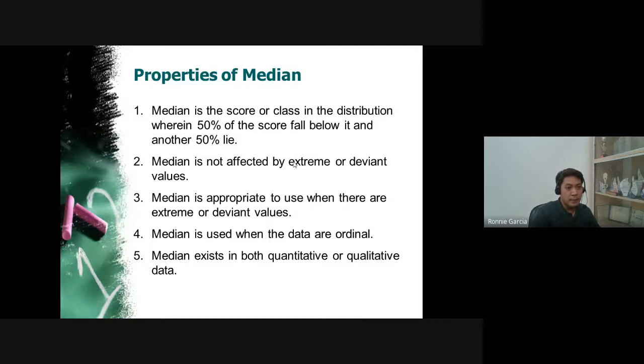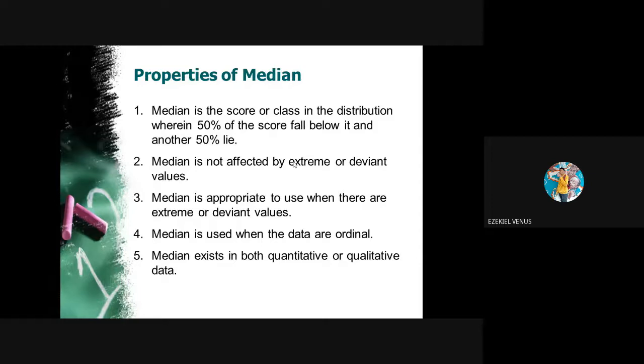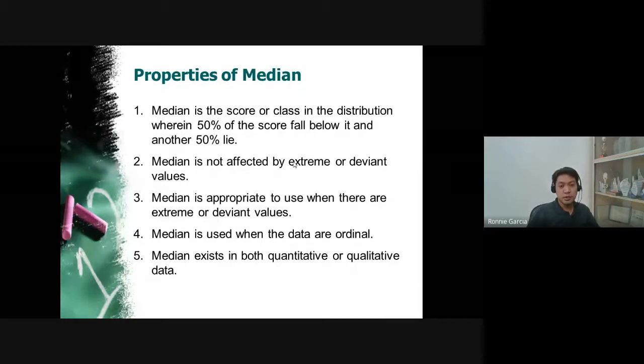Number 3. Please read, Venus. Median is appropriate to use when there are extreme or deviant values. Okay, in connection to number 2, if you have values that are too small and too influential, then you can use the median. If you are reporting, for example, and there are scores of 0, I will not include these, so I will focus only on the center. So in that case, median is the most appropriate measure of central tendency to use.